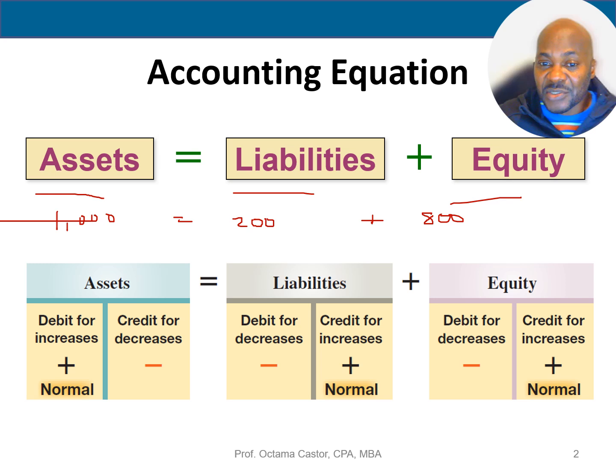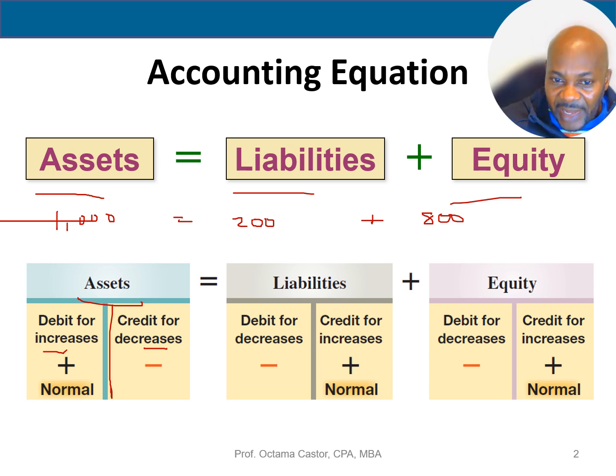Now let's look at this from a T account perspective. When I say T account, if you look at this, it definitely looks like a T. A T account basically looks like this. On the left side you have debit, and on the right side you have credit, and that's for all types of accounts. Now, what does a debit mean for an asset, and what does a debit mean for a liability and owner's equity? That's what we're going to look at now.